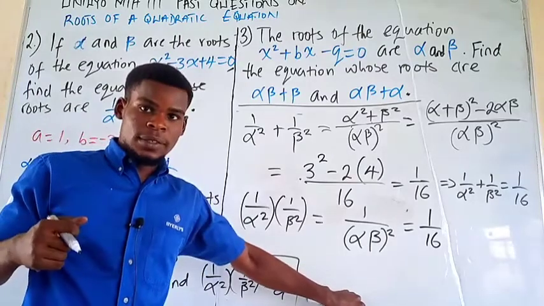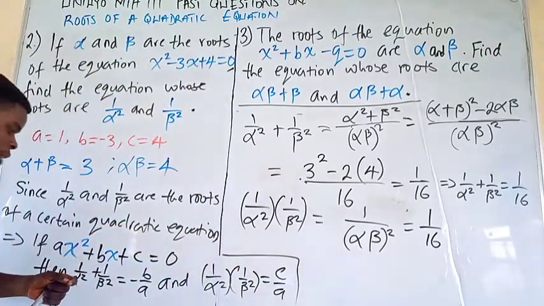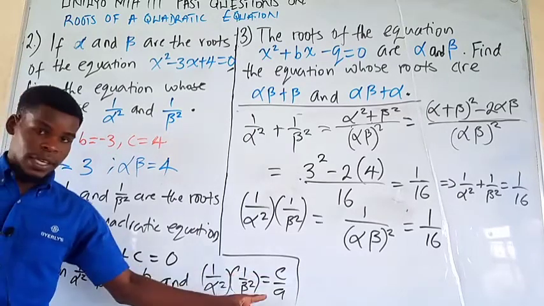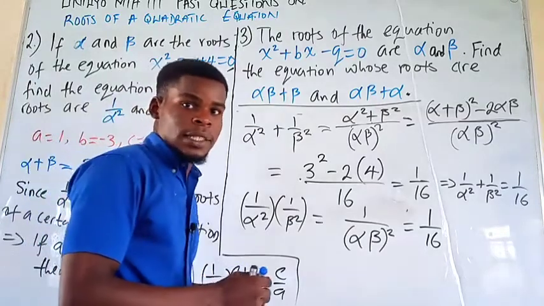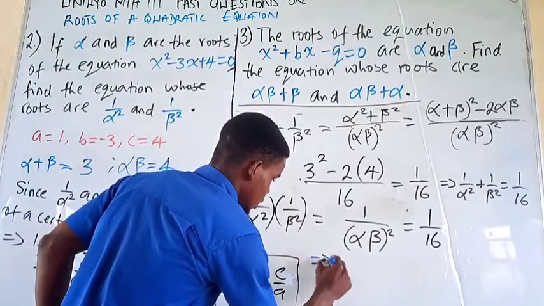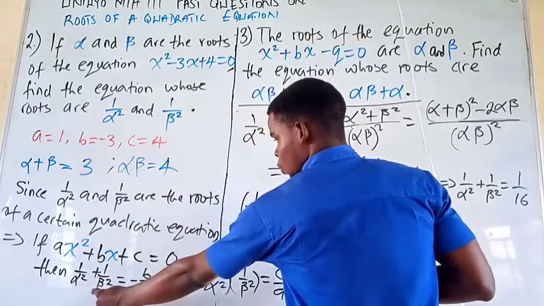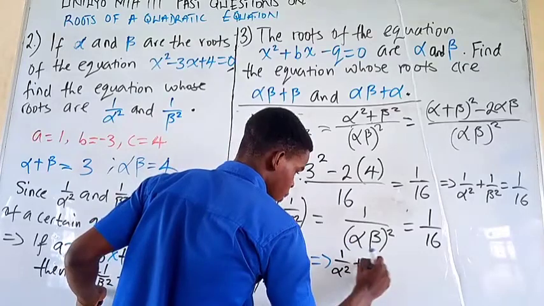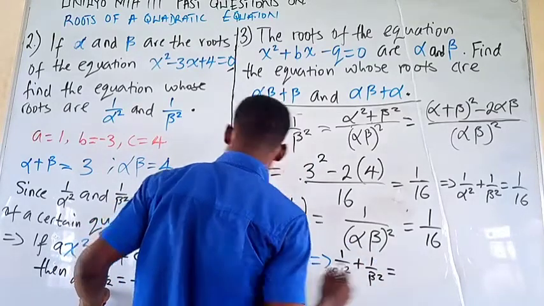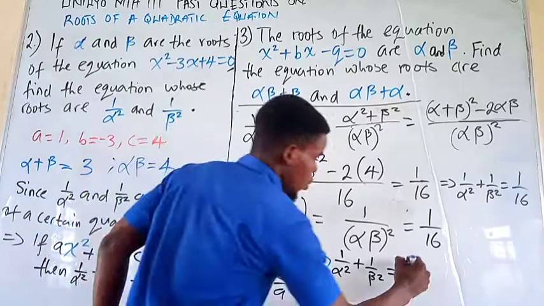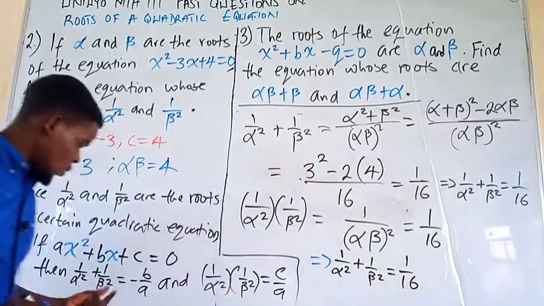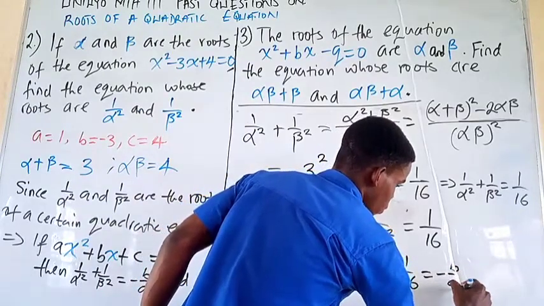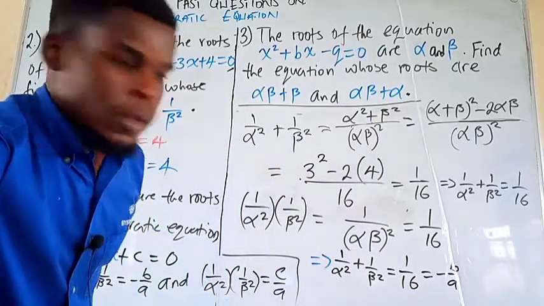And now here is the deal. Since we know that the sum will give us negative b over a, and the product will just give us c over a, this implies that the sum of those two roots, 1 over alpha squared plus 1 over beta squared, which is equal to 1 over 16, is equal to negative b over a. Okay, so that is it.